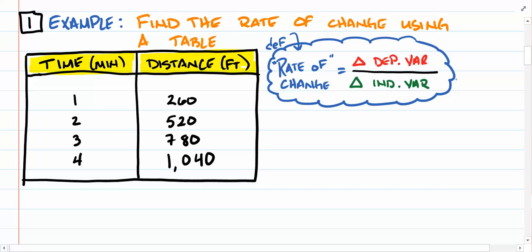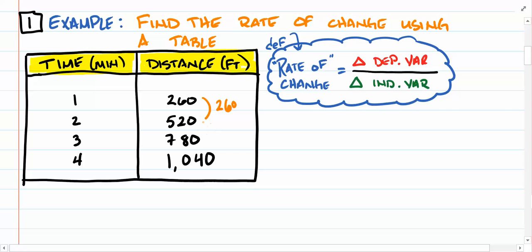Okay, so which one's the dependent variable? Does the distance depend on the time, or does time depend on the distance? Well, you should realize that the distance depends on the time, so distance is the dependent variable. So what we want to do is figure out the change from 1 minute to 2 minutes. So from 1 minute to 2 minutes, we take 520 and subtract off 260, and we get 260.